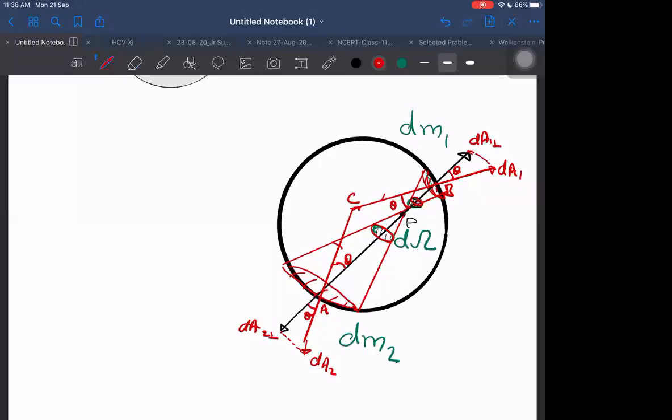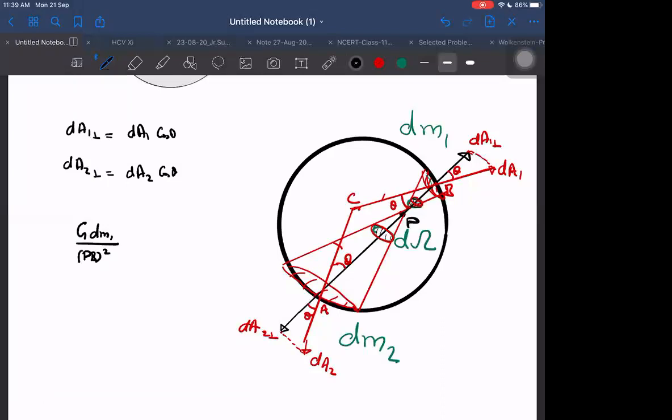Then we know dA1 perpendicular is what? Let me write my observations here. dA1 perpendicular is equal to dA1 cos theta. Similarly, dA2 perpendicular is equal to dA2 cos theta. If I know these things, then I can tell what is the field at point P due to these opposing masses. The field at point P will be G dM1 by, let us take the P to B distance, PB square.